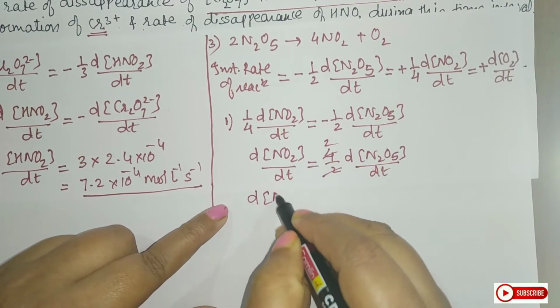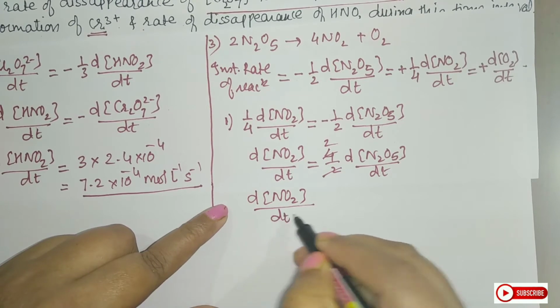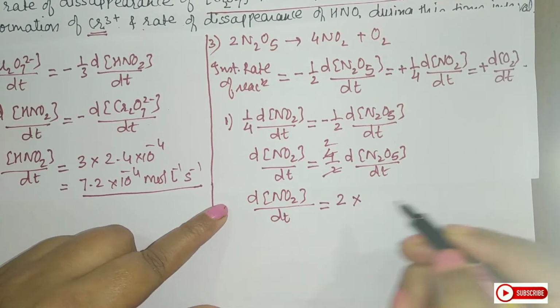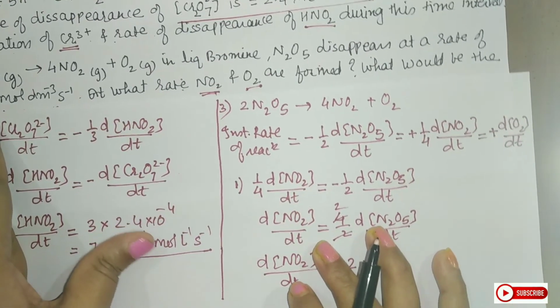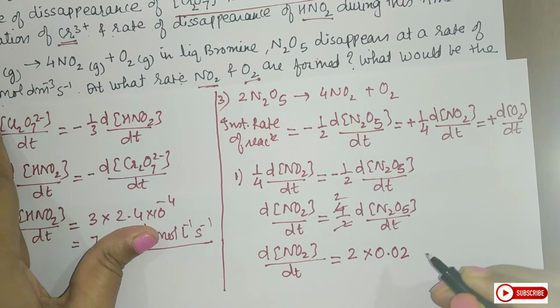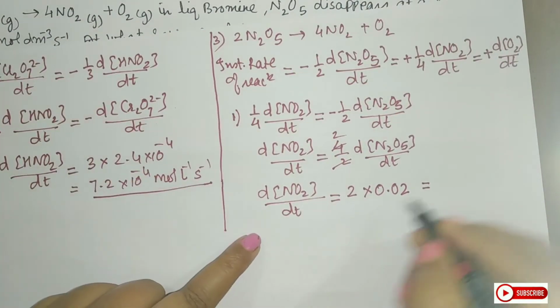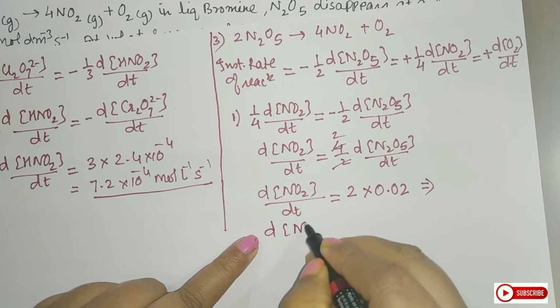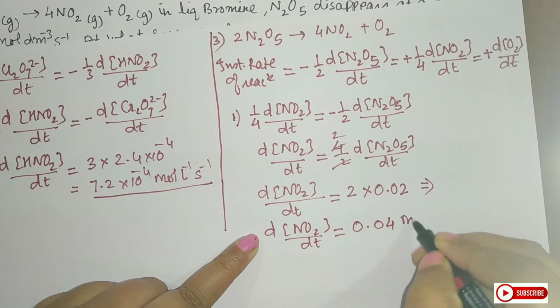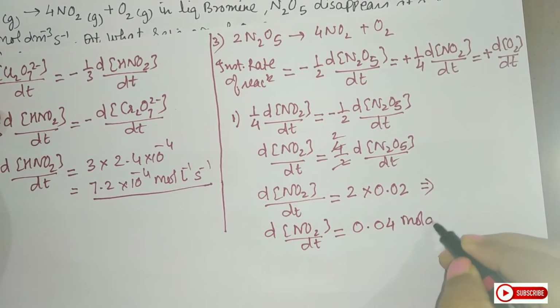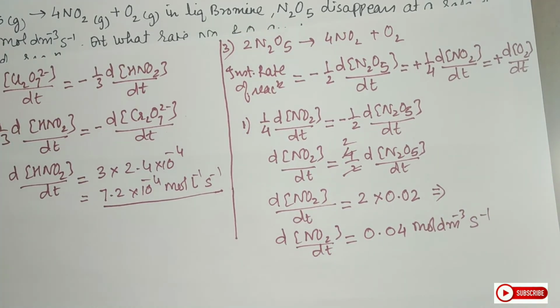So the concentration of NO2 by dt is equal to 2 into the concentration of N2O5, which is given. How much is that, students? That is 0.02 mole. So here d NO2 by dt is equal to 0.04 mole dm cube inverse second inverse. So this is your first answer what you got, that is 0.04 mole dm cube second inverse.